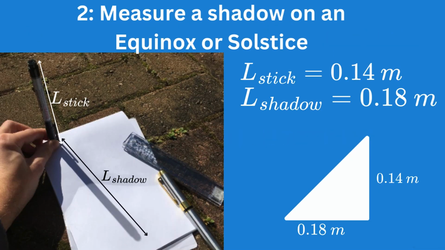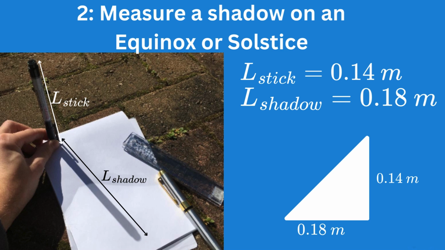Next, we need to go outside and measure the shadow. You should hold your stick or pen upright so that it makes a right angle with the floor, similar to a lamp post or a tree. Make sure that you do this at solar noon on a solstice or equinox. Write down the length of your shadow and the length of your stick for later.